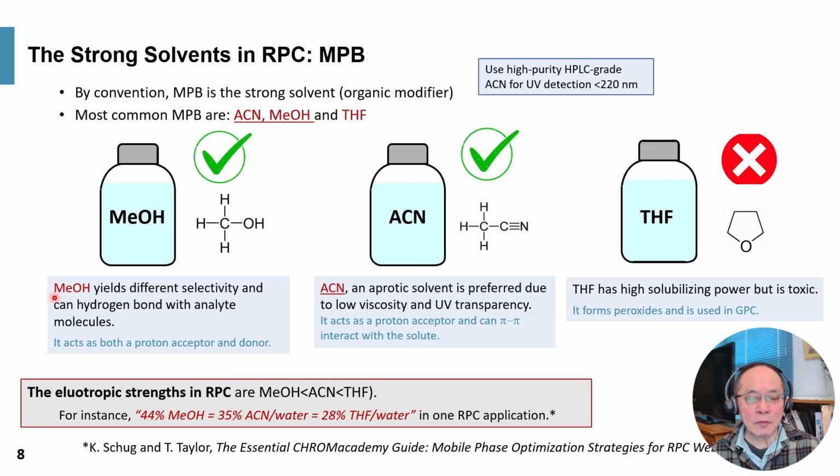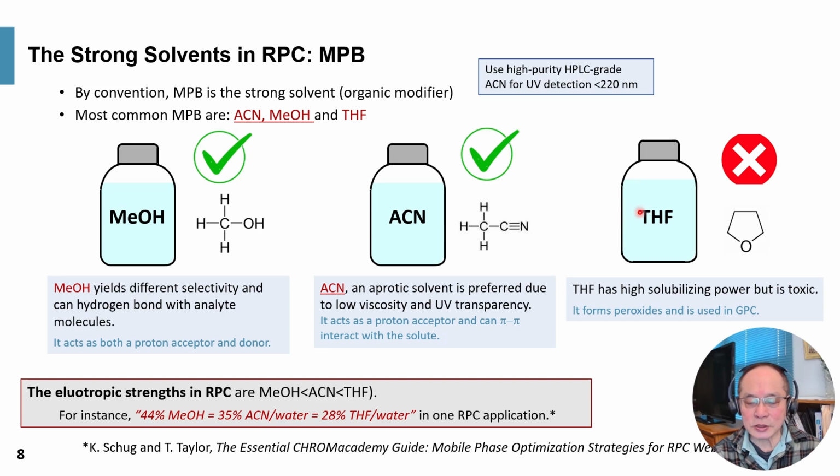In this slide, we show the strong solvent in reverse phase called mobile phase B. This is by convention so that we would not get mixed up when we talk about A and B. Most common ones are acetonitrile, methanol, and THF. So 3 bottles shown here with the structure. Methanol and acetonitrile are both very common, highly used.